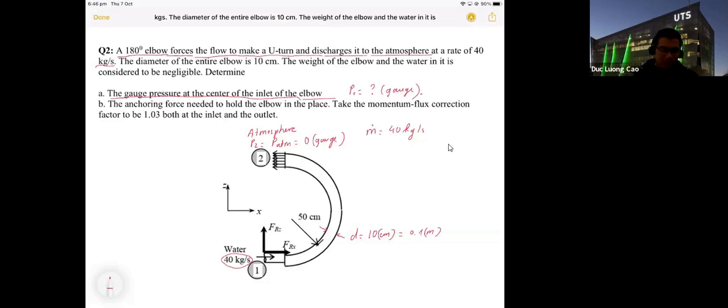Okay, so now we will focus on question A first. How to find P1? P1 here, pressure P1. How to find pressure?